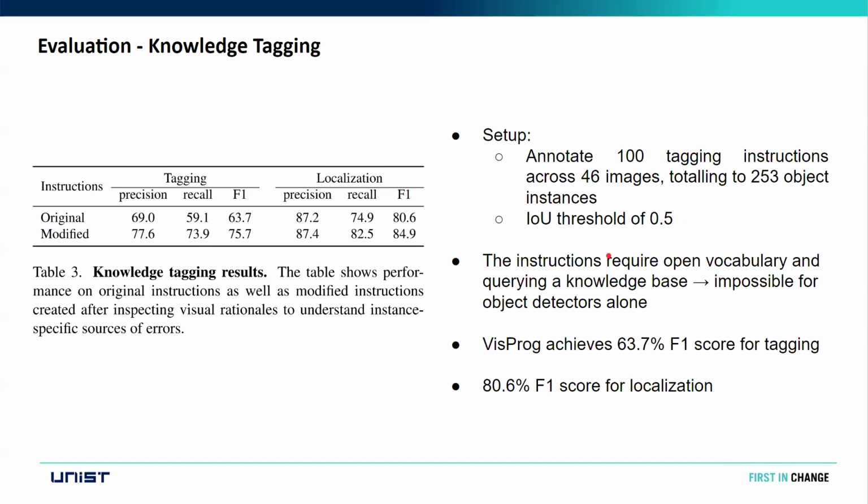For knowledge tagging, they don't really have a dataset for this task, so they made it by themselves. They annotated about 100 tagging instructions across 46 images, so it's around 250 instances, and the IoU threshold is 0.5. The instructions require a knowledge base, so it's impossible to do with an object detector alone.